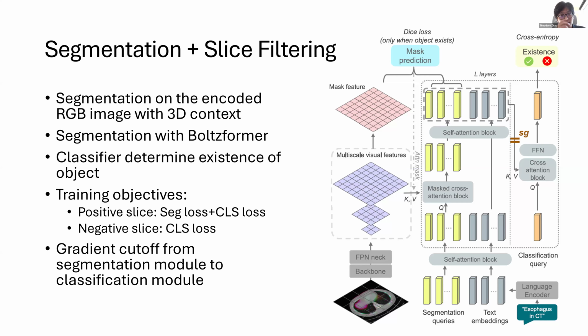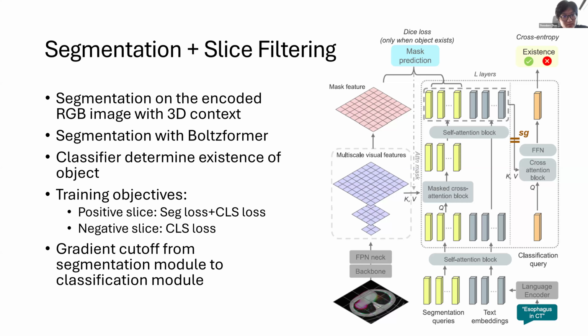And after that, we feed this encoded RGB image to the model to perform segmentation and slice filtering. We used the previous model, BiomedParse, to perform the segmentation. But another challenge in 3D is that a lot of the slices are empty. So let's say I prompt the model with esophagus in CT. It could be that it doesn't exist in this slice, and the majority of the slices are actually empty. So we need a classification head to determine the existence of the object.